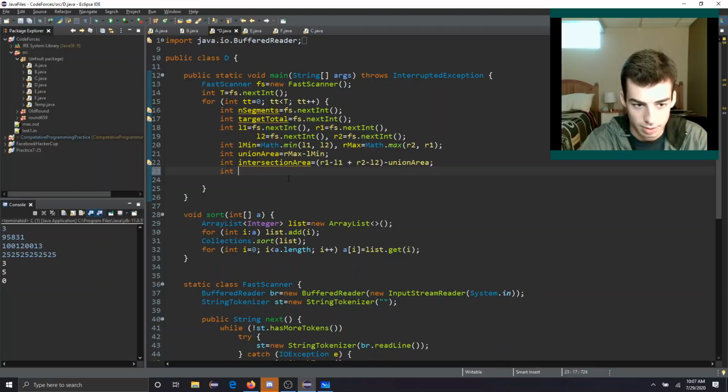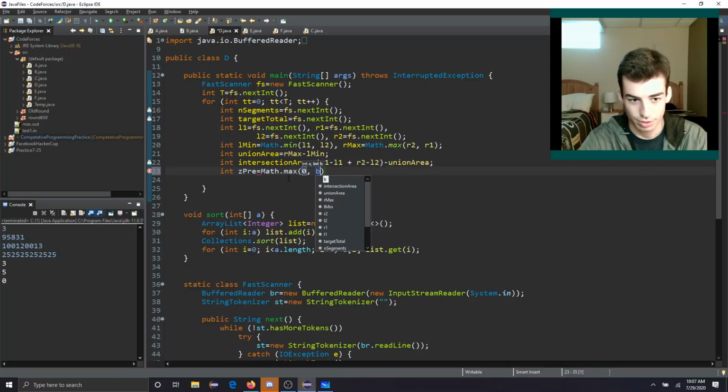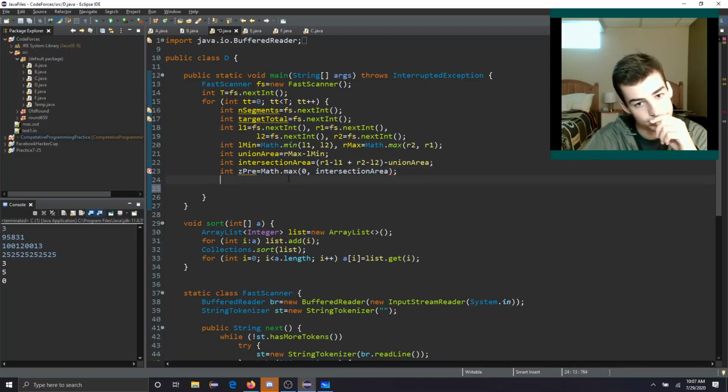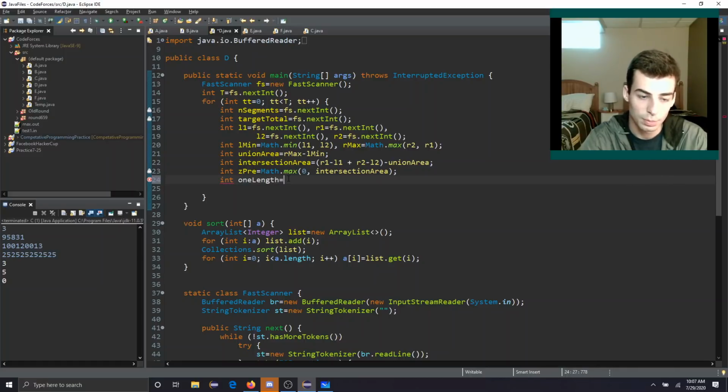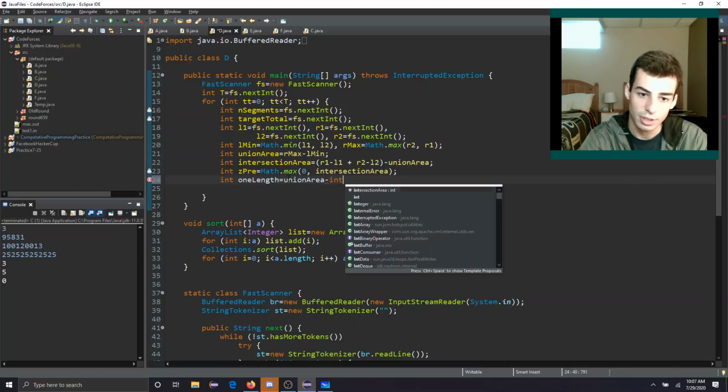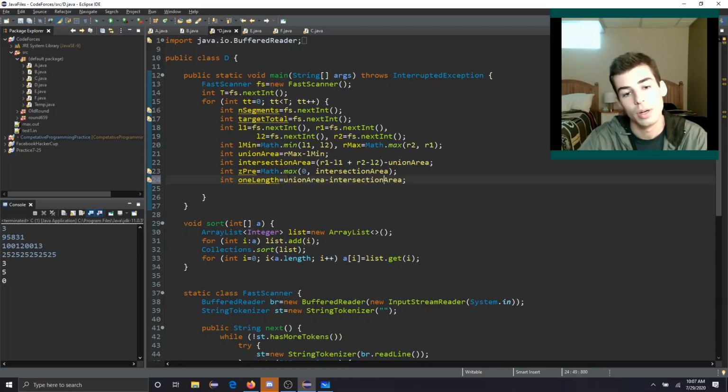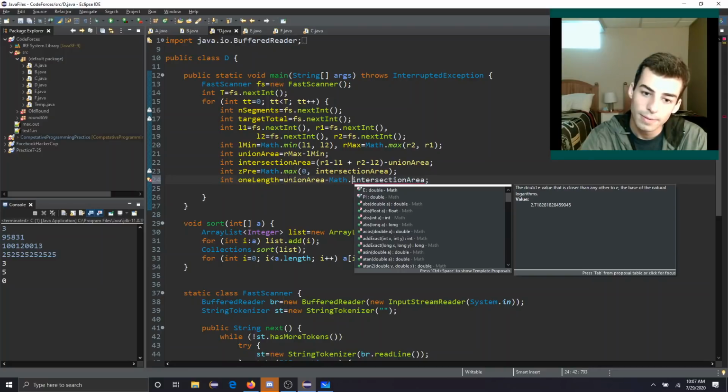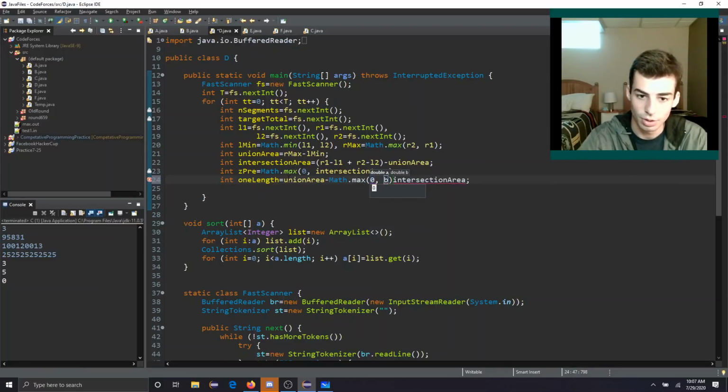So now int zero prefix will be math.max of 0 and the intersection area, I think. And then int one length will be the union area minus the intersection area minus, well, math.max of 0 and the intersection area.